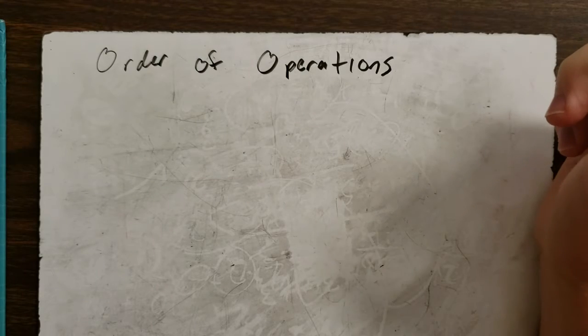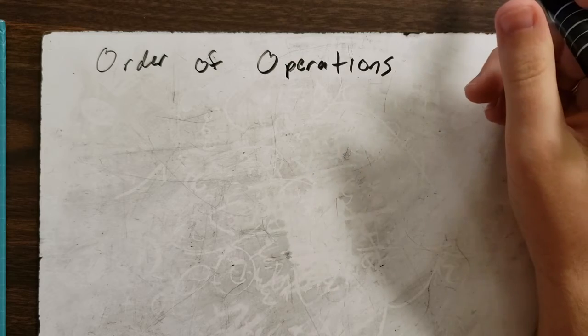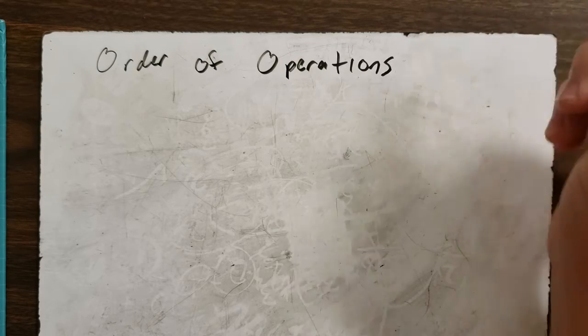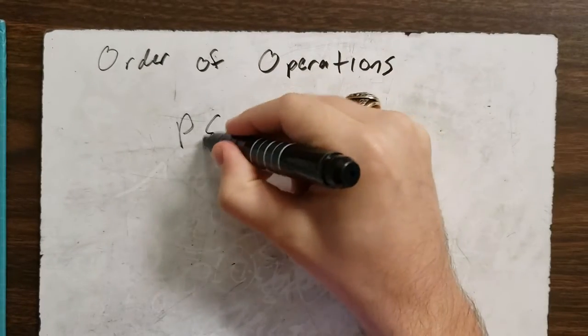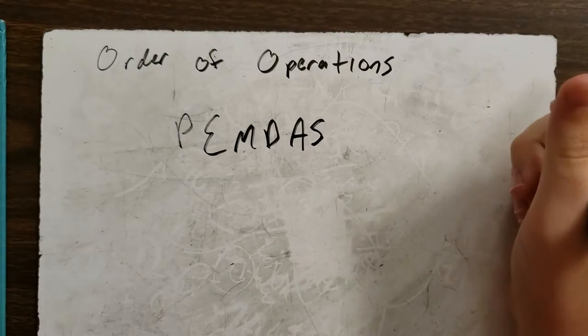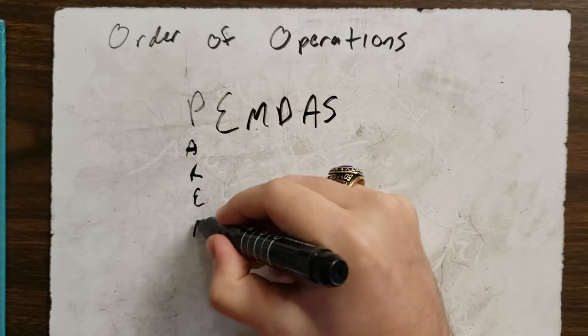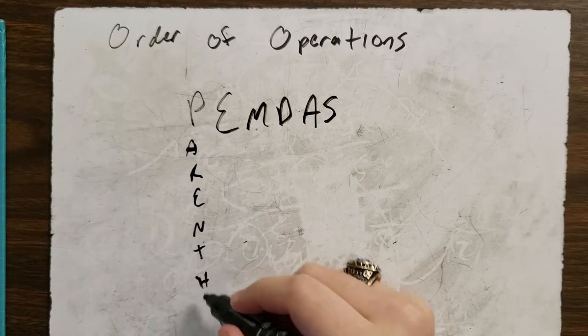All right, our lesson today is about the order of operations. And the first thing we know about order of operations is that famous acronym PEMDAS. P-E-M-D-A-S. So PEMDAS, remember, stands for parentheses. And you can write this down, parentheses.